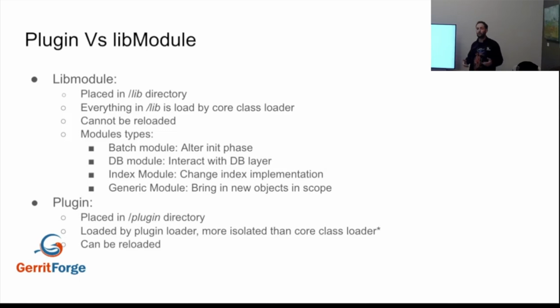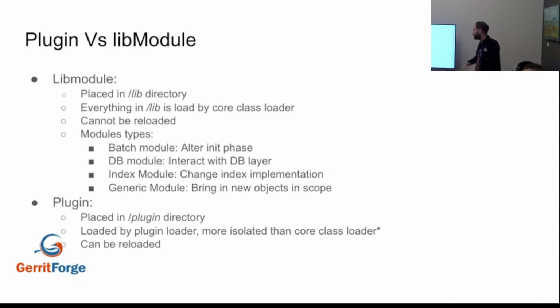So if you want to change the indexing plugin that Gerrit uses from Lucene to Elasticsearch, you can do that. You plug in there, and that's how you can do it. And then finally, there's a more generic module which allows you to bring in new objects in scope. We use that for cache chronicle map. So if you want to not use the H2 caches but the cache chronicle map caches, that's where we plug in. That's where we hook in.